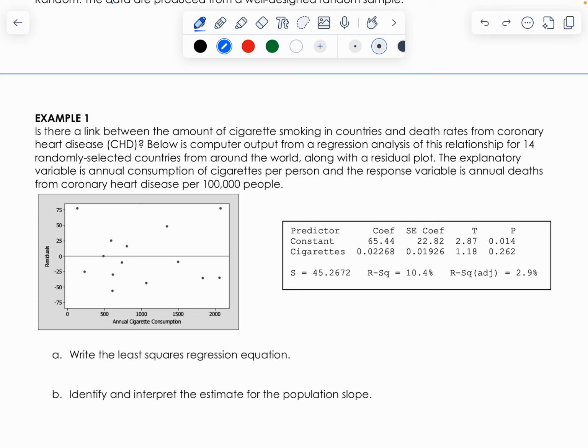So write the least squares regression equation, y hat equals, remember constant, coefficient, those are our slope and y-intercept. So our slope is 0.02268x plus our y-intercept 65.44.